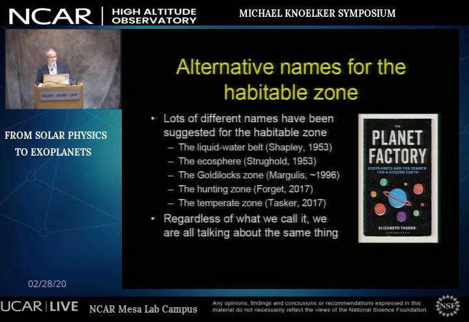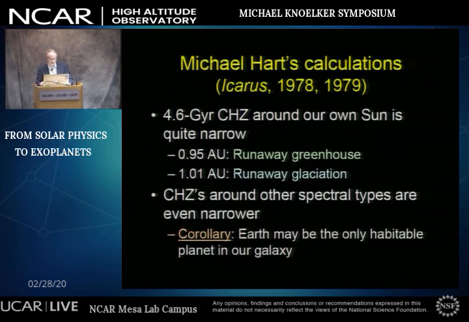And then Elizabeth Tasker, who's this young astronomer who's now at ELSI, the Earth and Life Science Institute in Japan, has a book out, and she calls it the temperate zone. We just heard from Eric that there's problems with that too, because the habitable zone is actually much wider than the temperate zone. And the temperate zone doesn't even describe the whole Earth, right? It's just part of Earth. So I'm personally quite happy with the term habitable zone. All right, back to Michael Hart's calculations. His papers came out in 1978.